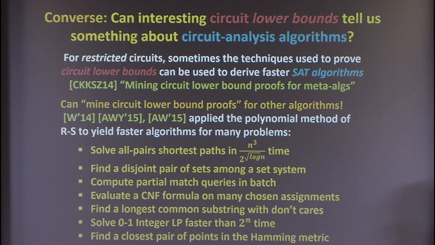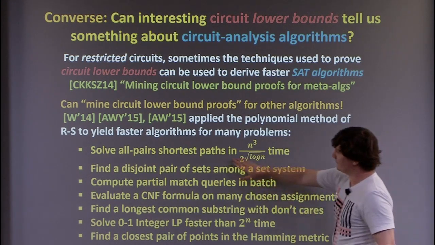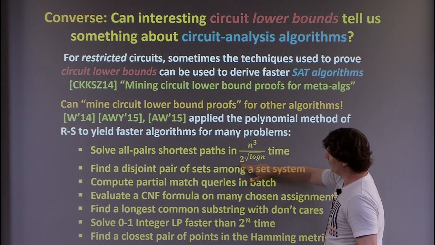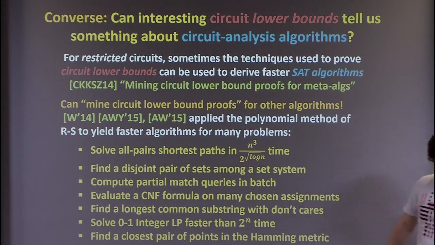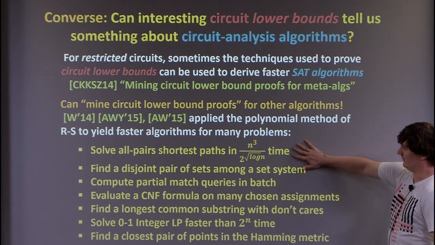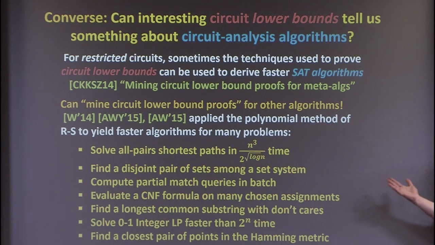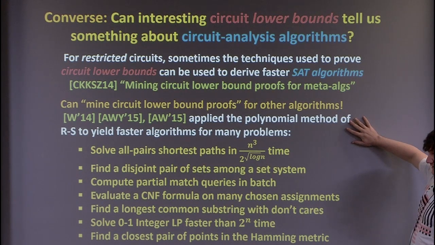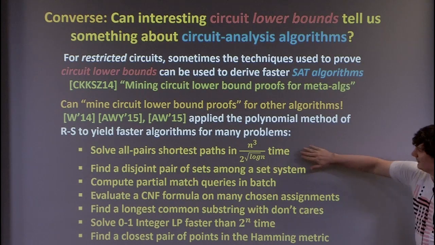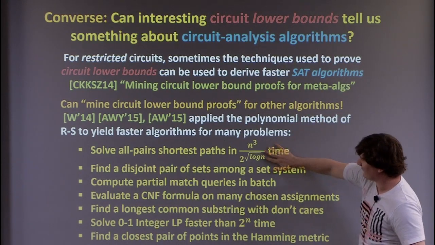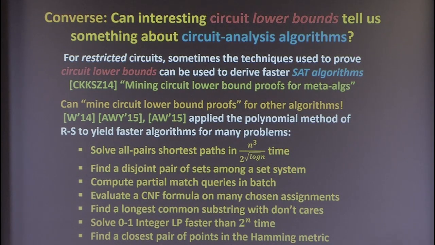So, for example, you can use this to solve the all-pairs shortest path problem in n cubed over about 2 to the square root log n time. Virginia discussed this briefly, but she didn't say really how it was obtained, and it was really obtained by taking one of the slides from what I was talking about for the AC0 SAT algorithm and basically applying it in the right way to solve all pairs shortest paths.